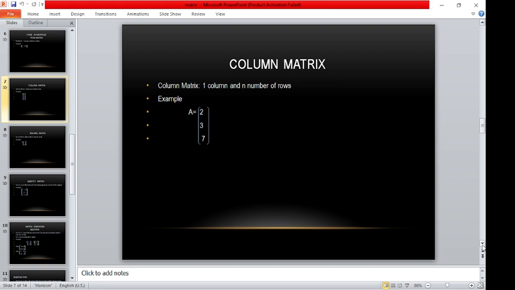The second type of matrix is the column matrix. A column matrix has 1 column and n number of rows. For example, matrix A has elements 2, 3 and 7, where it has 3 rows and 1 column. That is a column matrix.